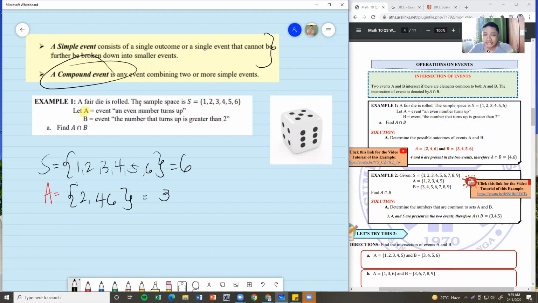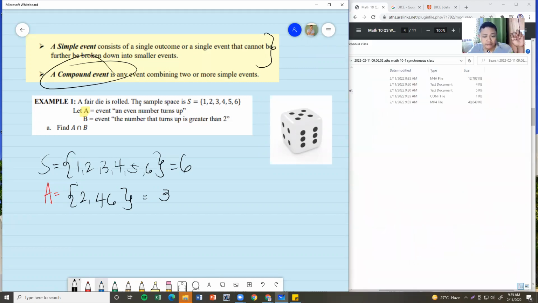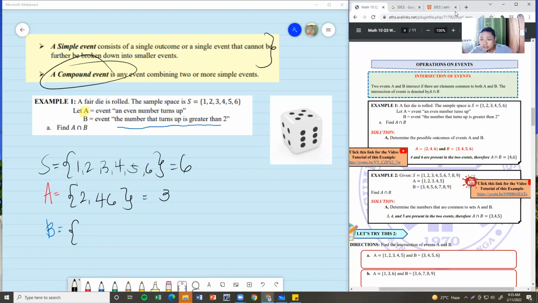Can you follow? And there is another event. So this makes it a compound event because there are already 2 events that are involved. For your event B, it says here, the number that turns up is greater than 2. And what are those numbers greater than 2? Good. So they are 3, 4, 5, and 6. What about 2, sir? Is it included? Of course not, because 2 is not greater than 2. Okay? So only the numbers greater than 2.